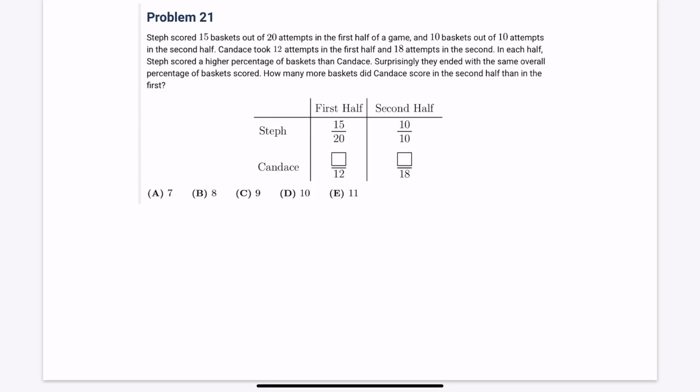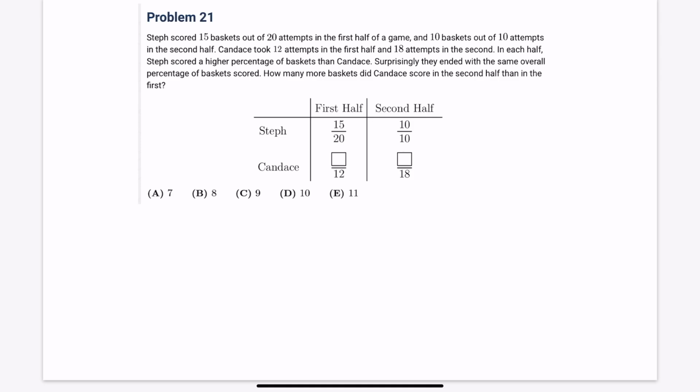Problem 21. Steph scored 15 baskets out of 20 attempts in the first half of a game, and 10 baskets out of 10 attempts in the second half. Candace took 12 attempts in the first half and 18 attempts in the second half. In each half, Steph scored a higher percentage of baskets than Candace. Surprisingly, they ended with the same overall percentage of baskets scored. How many more baskets did Candace score in the second half than in the first?